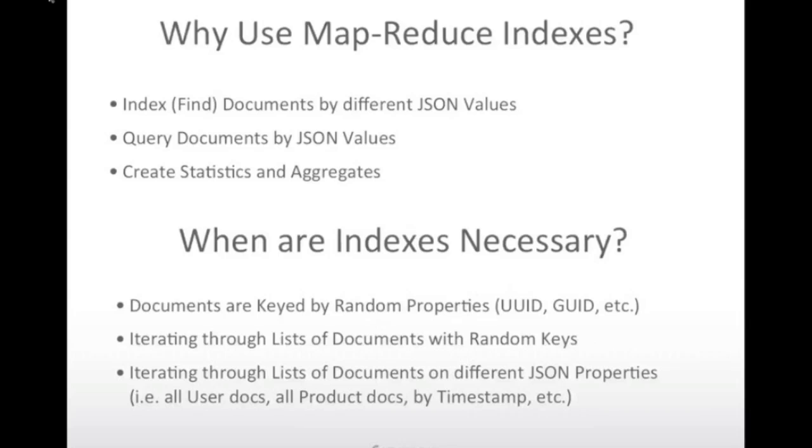Indexes are also necessary when you have a document key that is unpredictable. If you're not using someone's email address as the user document key, and you're using just a UUID, you're not going to be able to guess that from their login. So you're going to have to use views. You're going to have to create an index to look someone up by their email address if the document key is a UUID instead.